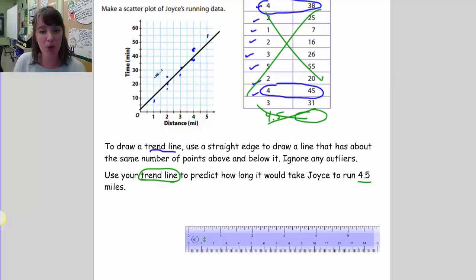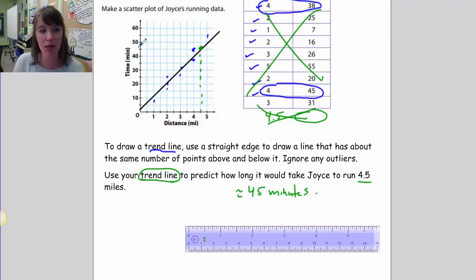So if we want to look at 4.5 miles, that would be here. So let me go ahead and follow this up. This would be 4.5 miles, and this appears to be at about 45 minutes. So it would take approximately 45 minutes to run 4.5 miles.